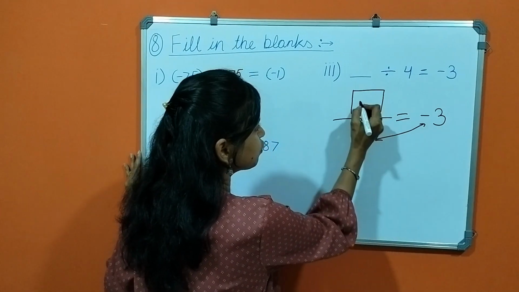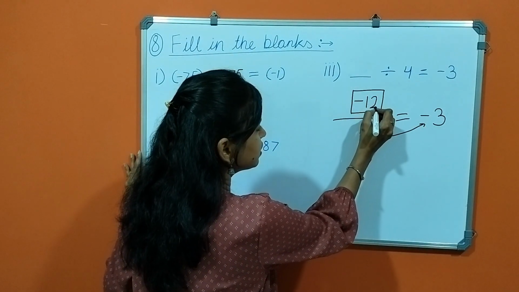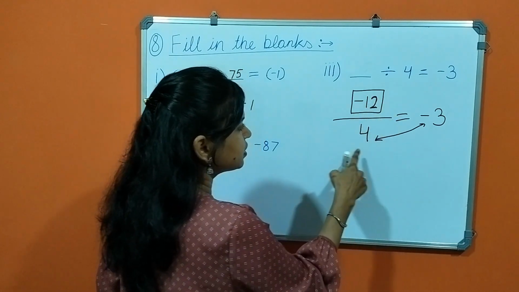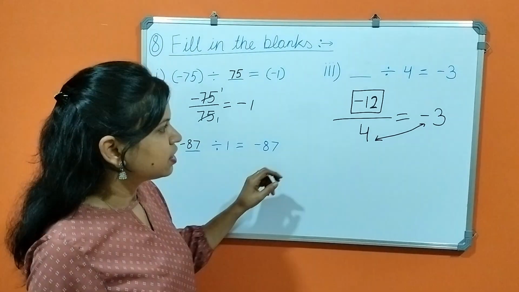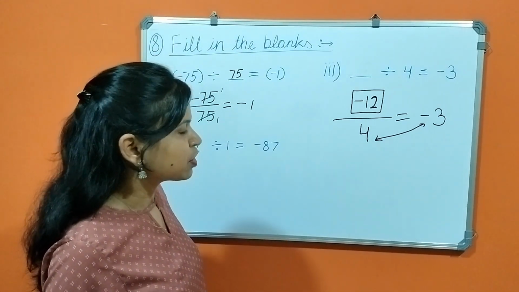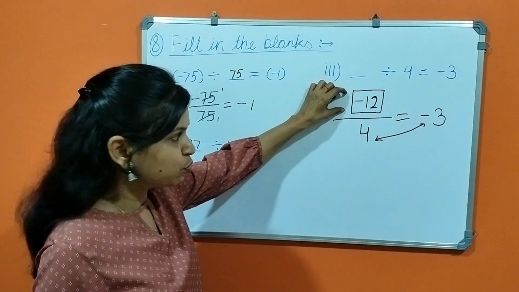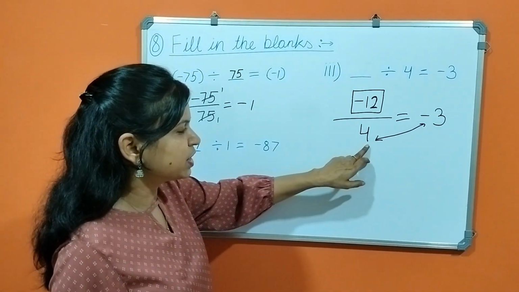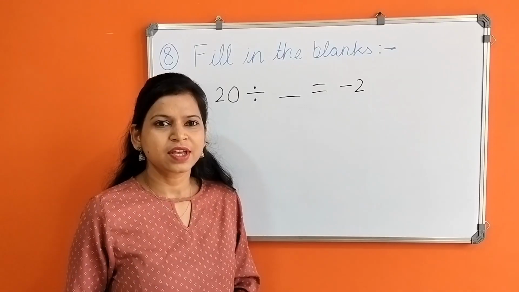4 into 3, 12. And the minus sign is also there. Minus 12. This process you will understand in later chapters in detail. So, for now, you just remember this. To find this numerator, we will multiply the denominator with the other numerator. We will get the answer.